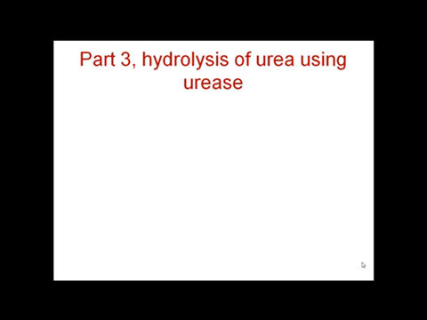The third part is the hydrolysis of urea using the urease. Here below is the reaction between the urea and water assisted by the urease. Normally, if the reaction occurs, the products are ammonia and carbon dioxide. So in this experiment, you'll be testing the presence of ammonia by using an acid-base reaction.